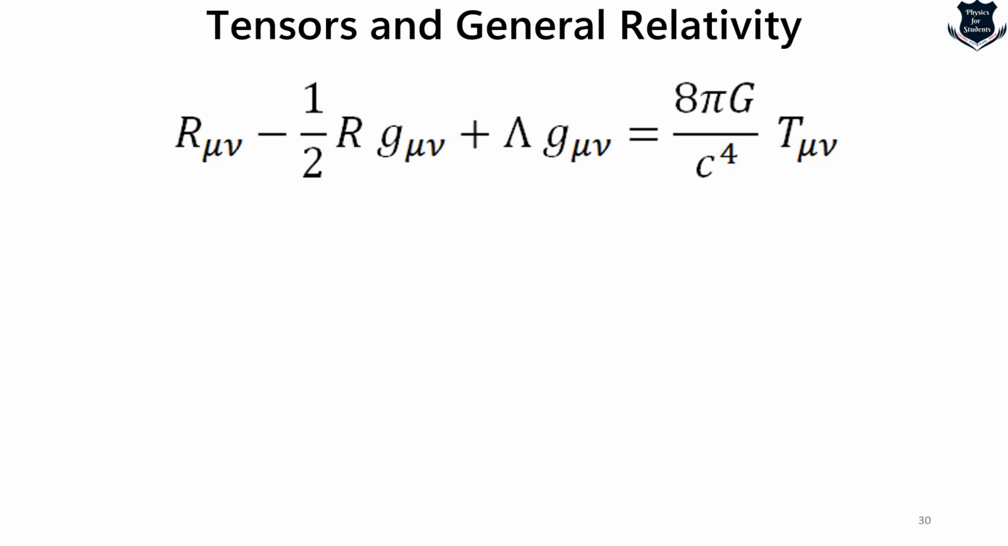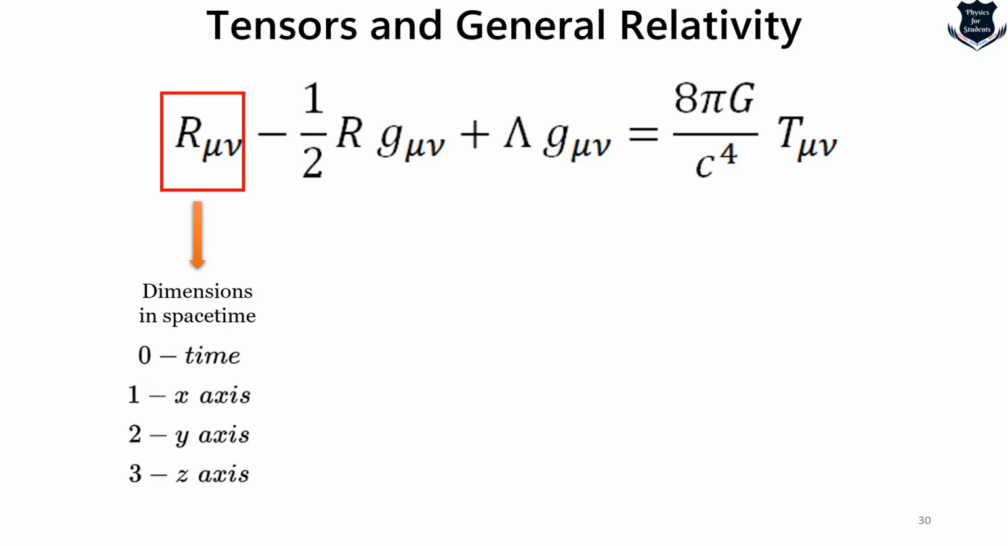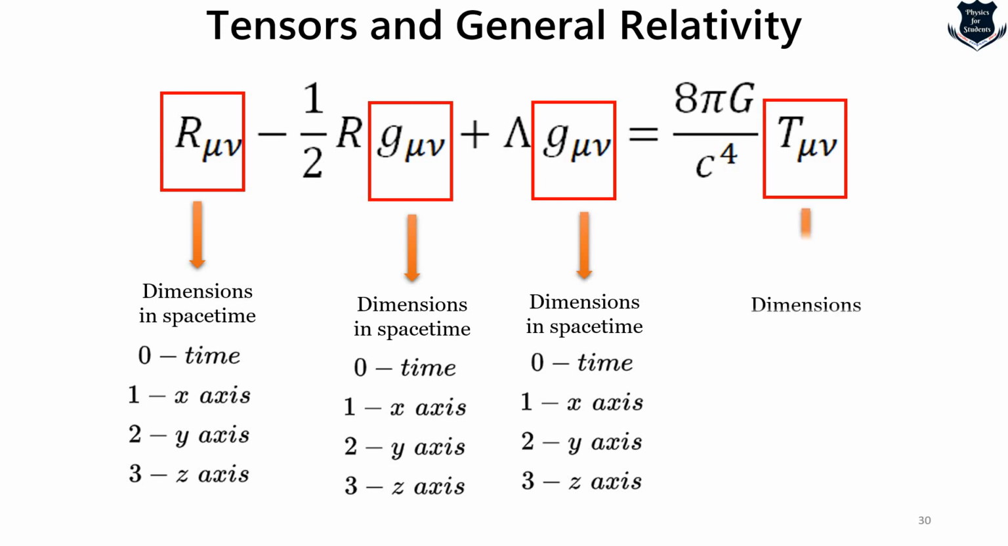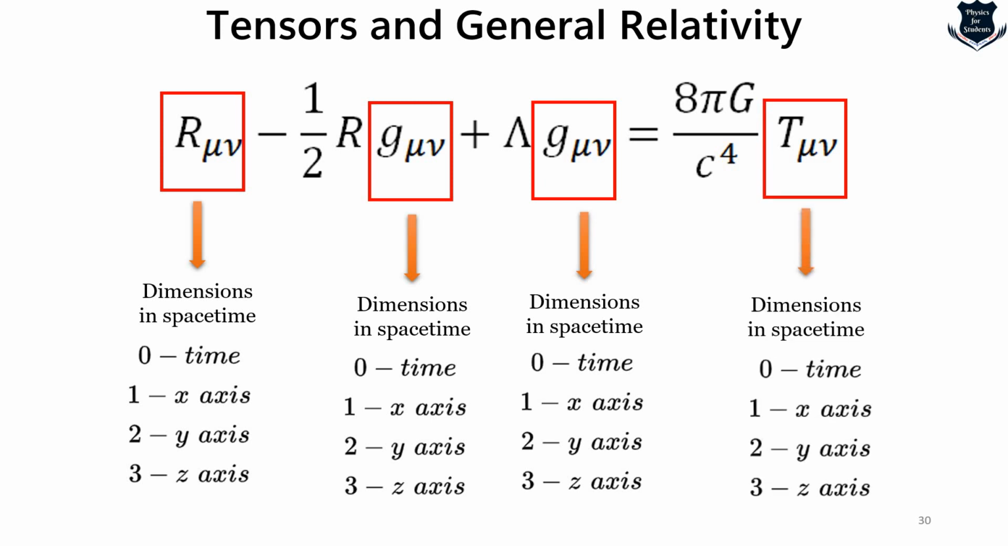So what you see is a very familiar equation, which is called the Einstein field equations. First of all, the component R mu nu measures the dimension of space-time. That means, how do we measure space-time? 0 is the time, 1 is the x-axis, 2 is the y-axis and 3 is the z-axis. Same happens with G mu nu, which also represents 4 dimensions of space-time, and T mu nu also denotes space-time.